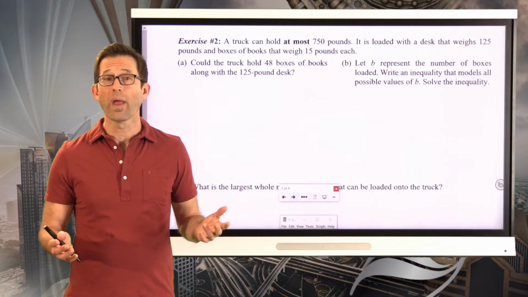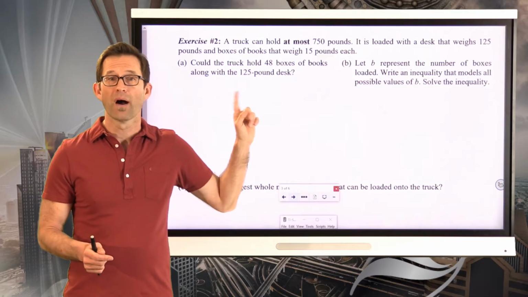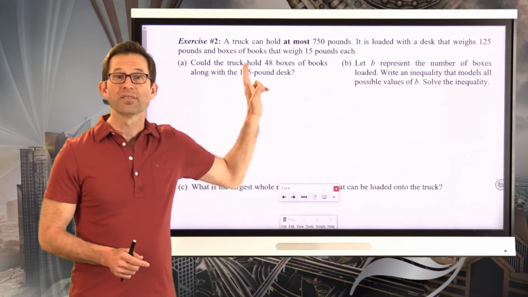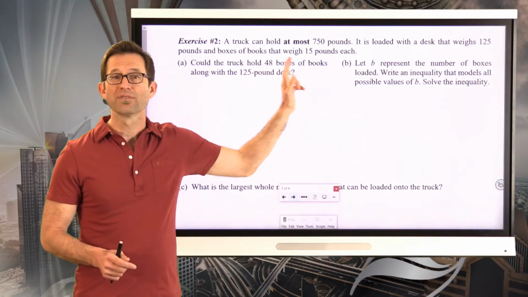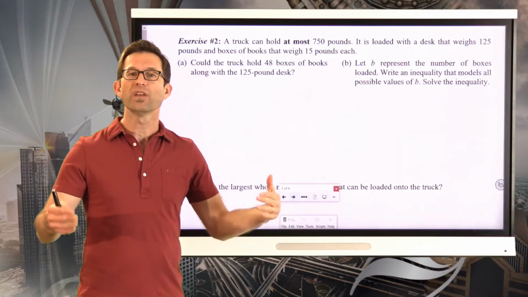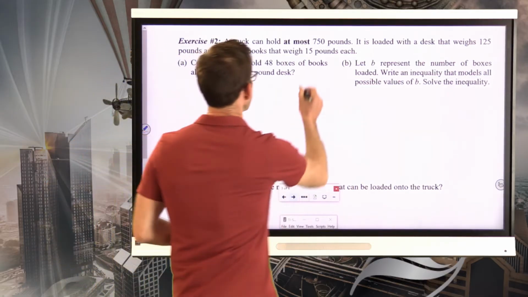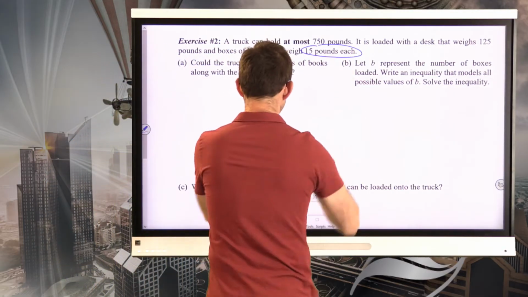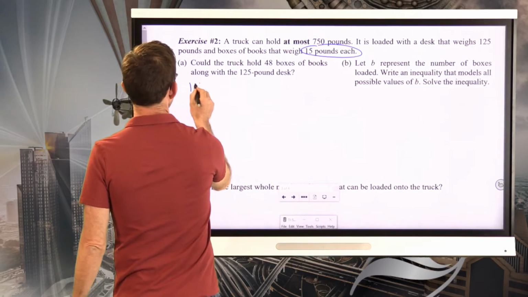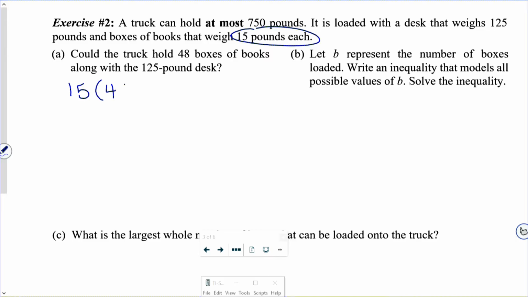Well, let's see how much weight the truck is holding with 48 boxes and a 125-pound desk. Now, one thing that we know is that the books weigh 15 pounds each. There's a rate, right? It's not really written as a rate, but it's really 15 pounds per book. All right, so what would I do? Well, I would take my 15 pounds and multiply it by the number of books I had, 48. Then, of course, I'd have to add in my 125-pound desk.